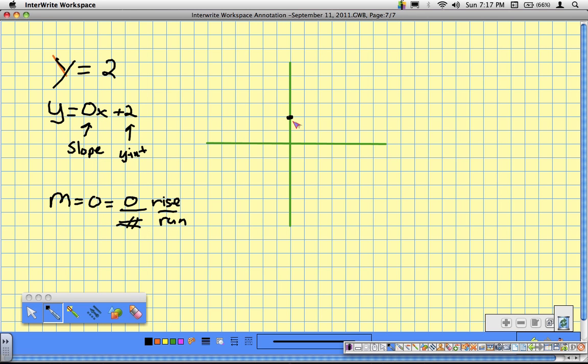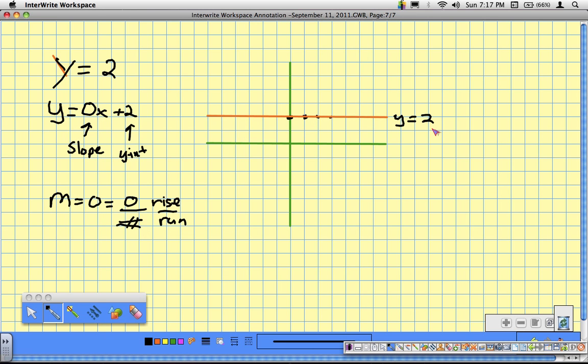Basically, it's telling me I could go up nowhere, go right 1. I could go up nowhere, right 5, whatever I need to do. And basically what's going to happen is this is just going to give us our horizontal line. So we can set this one up, we run it through our points, and there we go. So y equals 2 is nothing more than a horizontal line.